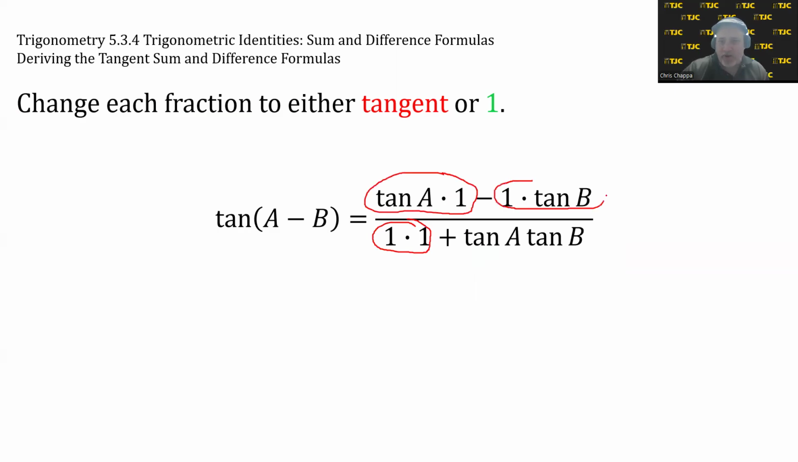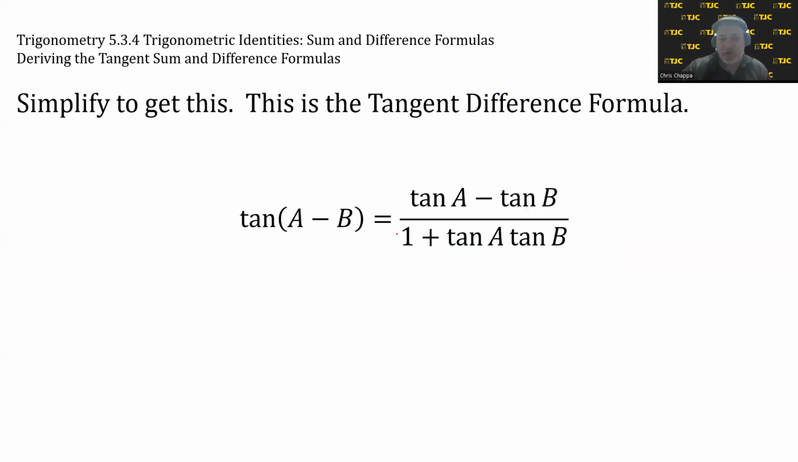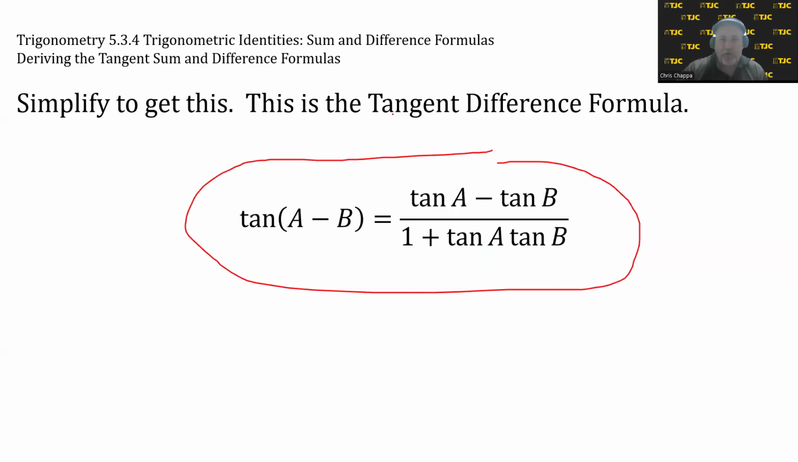Tangent of A times one is tangent of A. One times tangent of B is tangent of B. But down here, one times one is one. So we clean those up and we got something like this. Tangent of A minus B equals tangent of A minus tangent of B over one plus tangent A tangent B. And that is our tangent difference formula. It says what to do with the difference of tangents in terms of tangents.